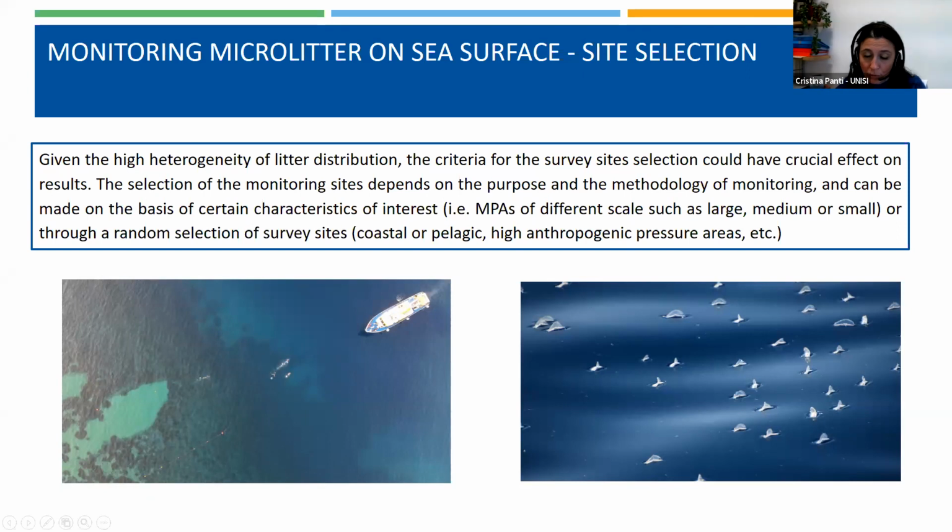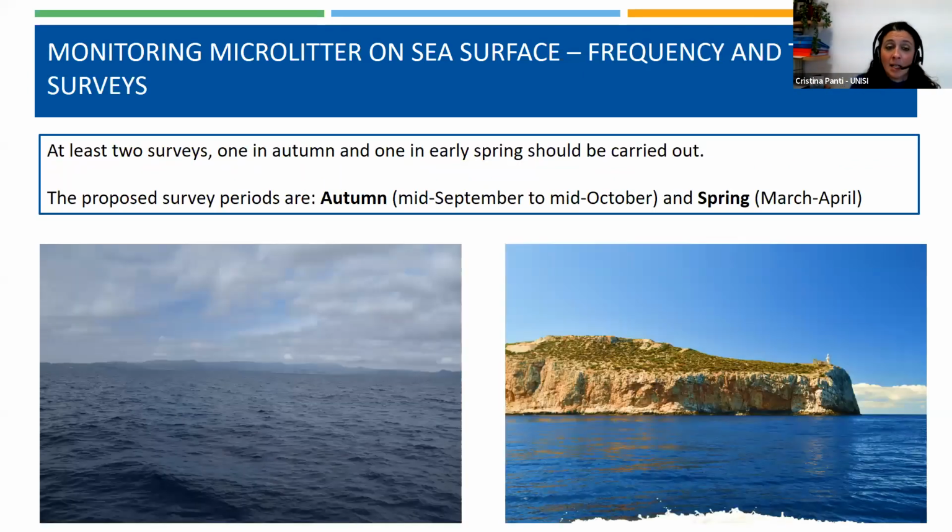But another approach could also be the random selection of the survey sites in your study area. As for the other surveys, at least 2 surveys in 2 seasons should be performed. So the proposed surveys are in autumn from mid-September to mid-October, and spring from March to April.